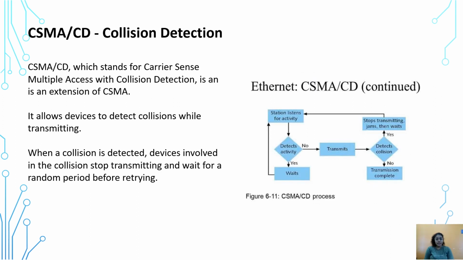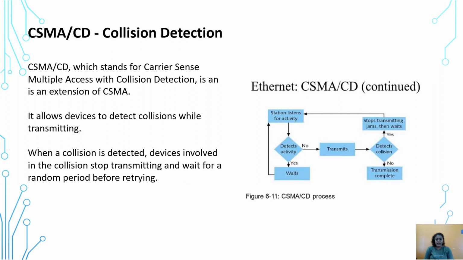CSMA-CD. CSMA-CD, which stands for Carrier Sense Multiple Access with Collision Detection, is an extension of CSMA. It allows devices to detect collisions while transmitting. When a collision is detected, devices involved in the collision stop transmitting and wait for a random period before retrying.